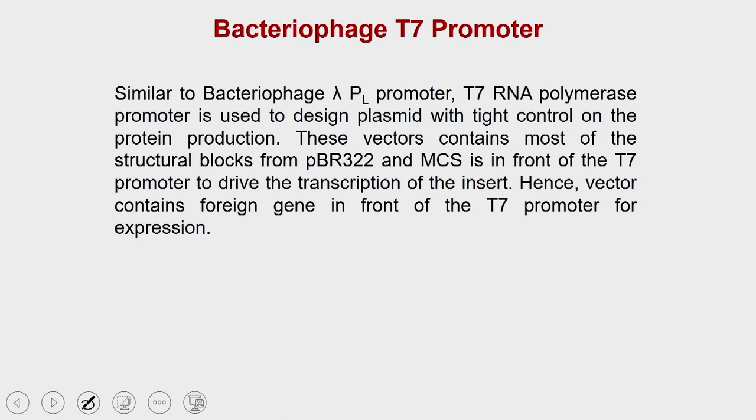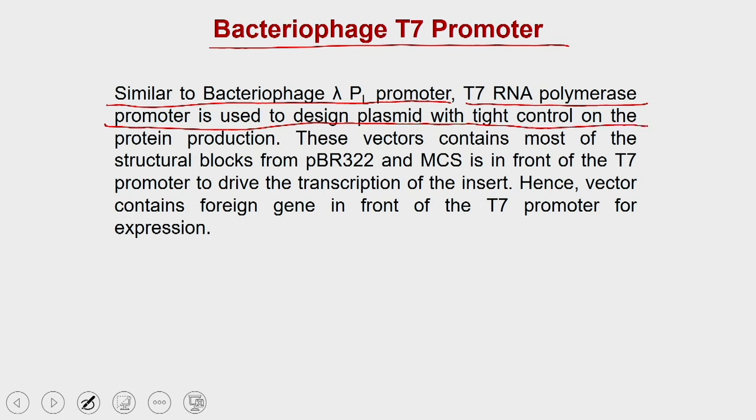Now you have the bacteriophage T7 promoter. The bacteriophage T7 promoter is very popular in the case of E. coli as an expression vector. It is similar to the bacteriophage lambda promoter, but with the T7 promoter, T7 RNA polymerase is used to design plasmids with tight control over protein production.